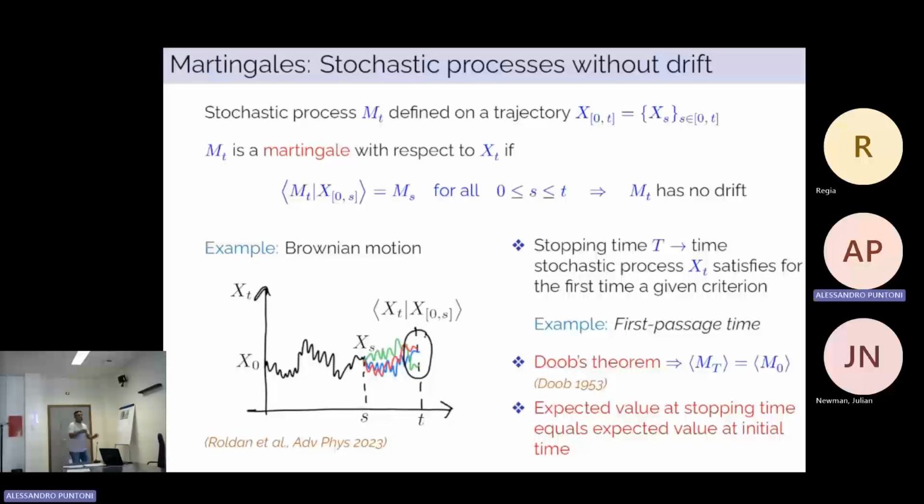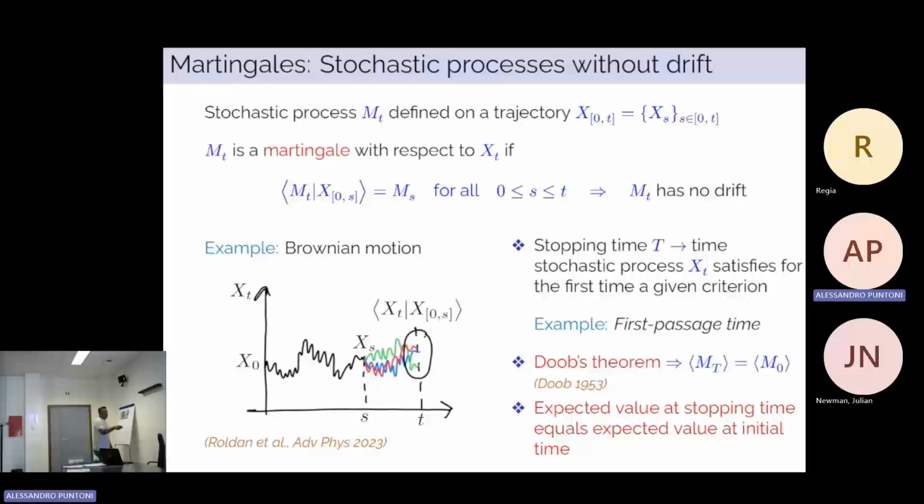Just to give you an example, let's consider Brownian motion. So I give you the trajectory from x_0 to x_s, and then I ask what is the average of x_t at a later time. Let's say I will just draw many trajectories here, and if I take the average here, what will I get? I will get x_s, right? So x_t is a martingale with itself.